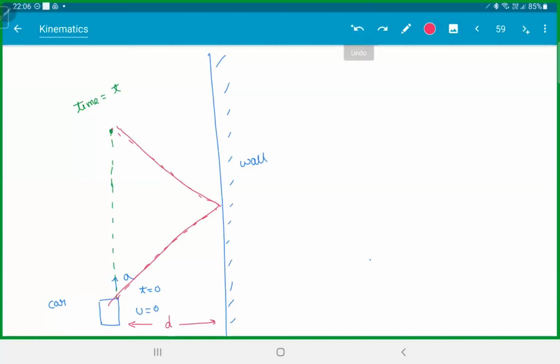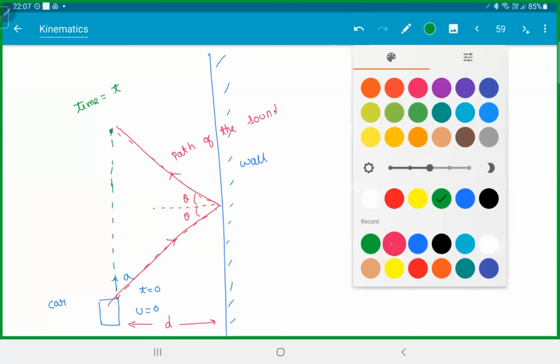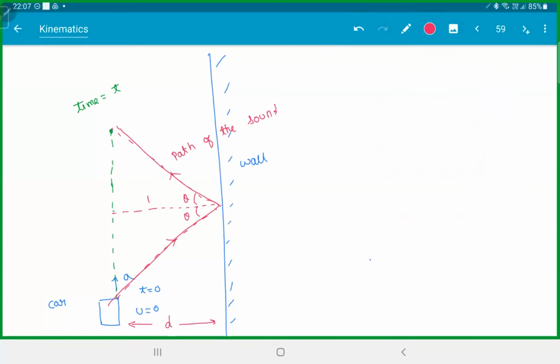Are you clear? This was the path of the sound. So there is some sound wave which went at an angle and hit the wall. Basically, law of reflection: this angle and this angle will be equal. This distance is d. This total distance is half a t square, acceleration, no? So this distance will be 1/4 a t square.